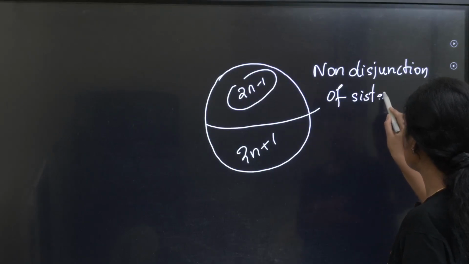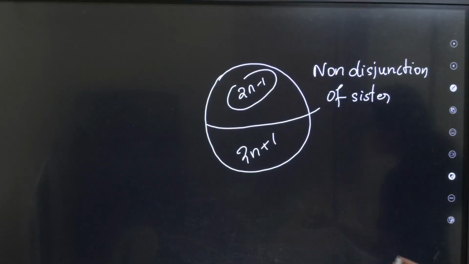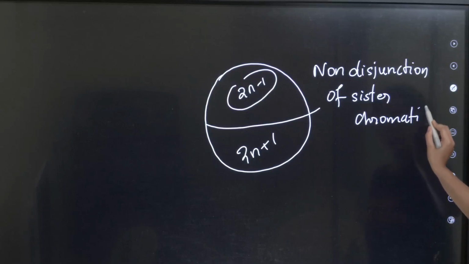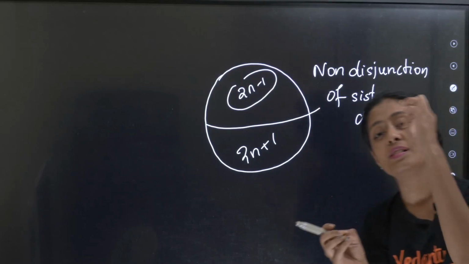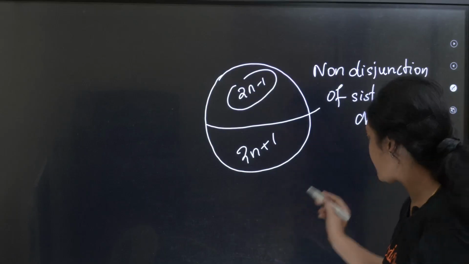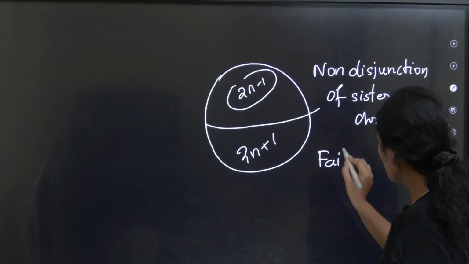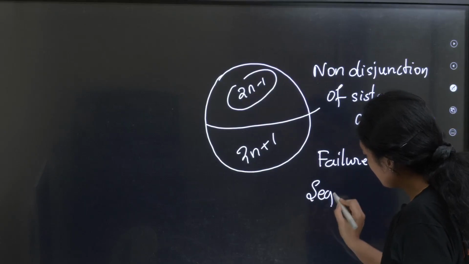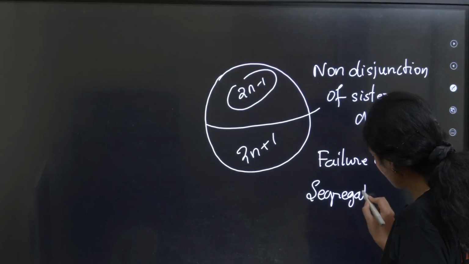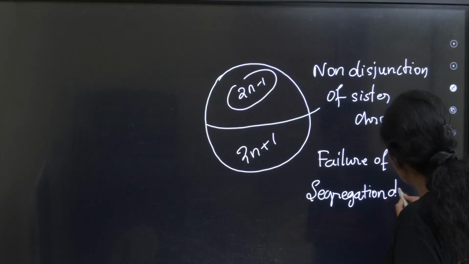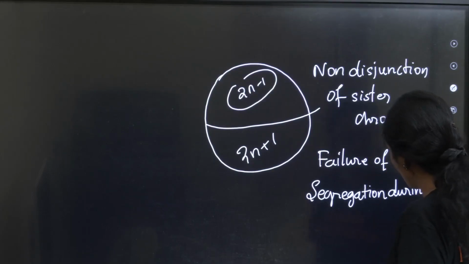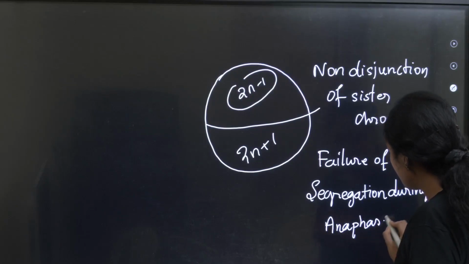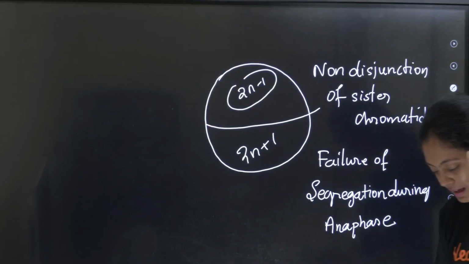உங்க sister chromatidsல ஏதோ ஒரு non-disjunction நடக்குது. Okay, sister chromatids, and it is basically a failure of segregation during anaphase. Okay, failure of segregation during anaphase. That is very, very important. ரொம்ப ரொம்ப முக்கியமான விஷயம். Okay, so this is what results in your chromosomal disorders.